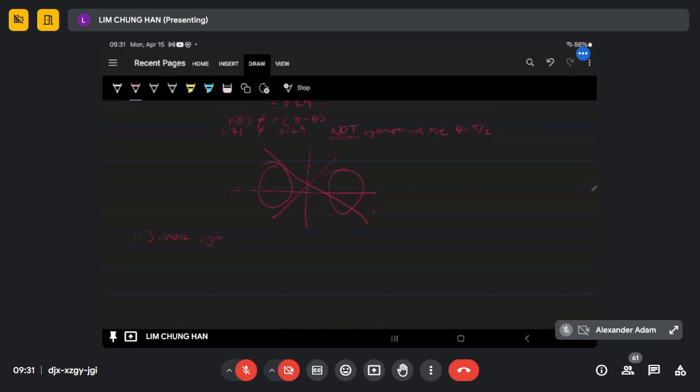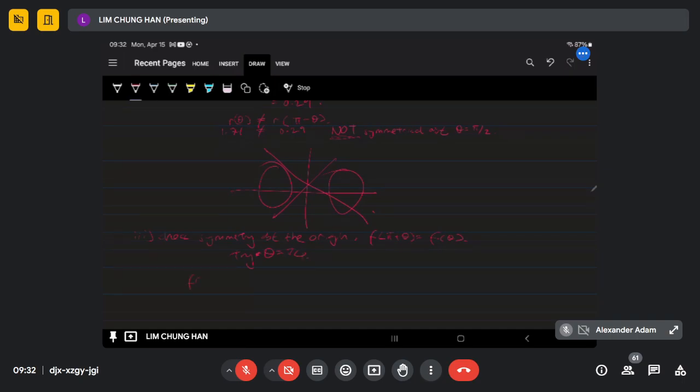Check symmetry about the origin. Okay, so for this one, what is the rule? Pi plus theta equals theta. Okay, so again, let's try a theta of pi over 4.